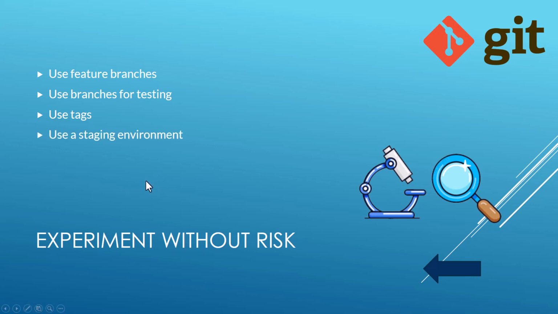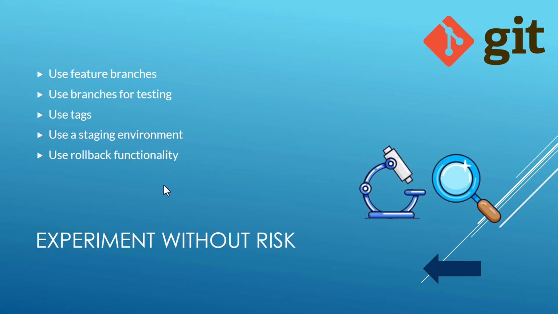A staging environment is very important in development work. A staging environment is a separate environment where changes can be tested before they are deployed to production. By using a staging environment, you can experiment with new ideas without risking the stability of the production environment.